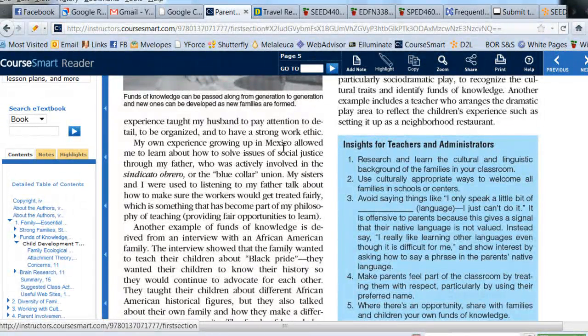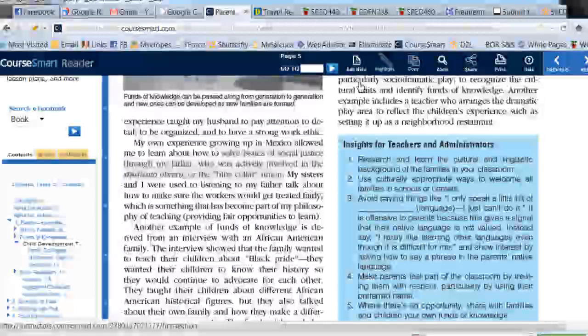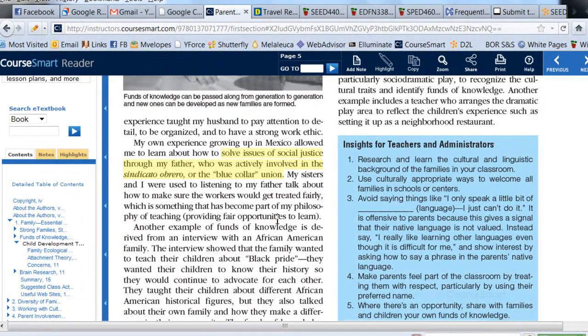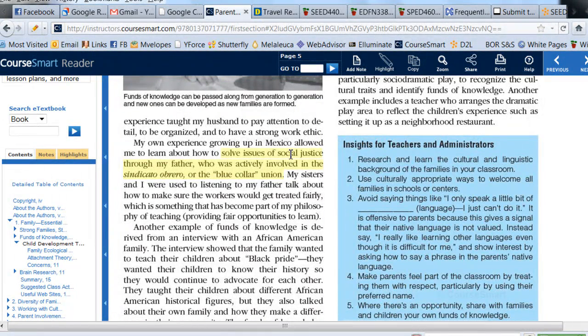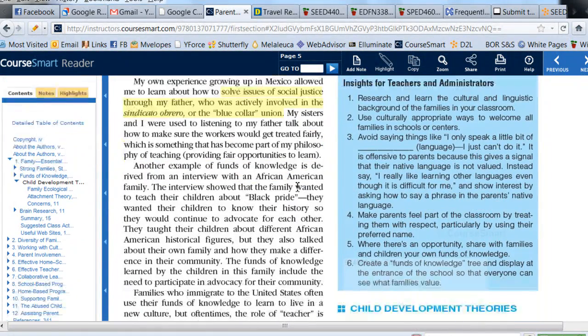She goes about my experience growing up in Mexico. She's from Mexico. It allowed me to learn how to solve issues of social justice through my father, who was actively involved in this organization, the Blue Collar Union. So she's involved with the union, but social justice to me is kind of a code word for wealth redistribution, which is a big thing in Mexico. And to me it's very politically charged to bring it into a textbook for teachers, and maybe it's accepted and maybe you love those words, but to me that creates some real division right there with those terms that she puts in here. And then she goes on to explain what it is.